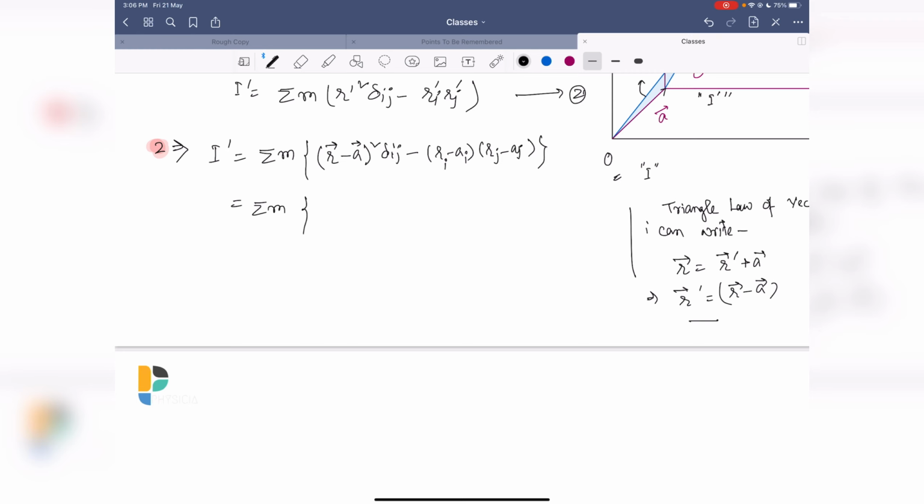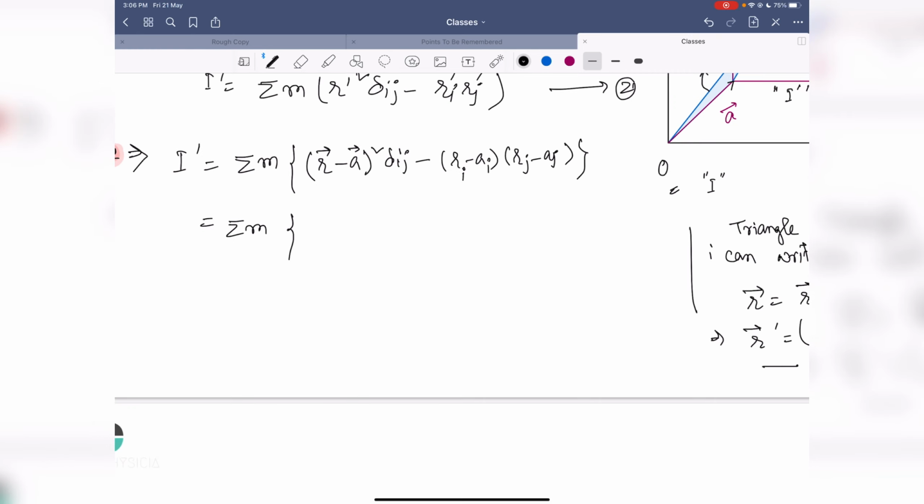Summation of m, if I just break it out, I will get R square minus twice of R dot a plus a square, times delta ij, minus Ri Rj minus Ri aj minus ai Rj plus ai aj.